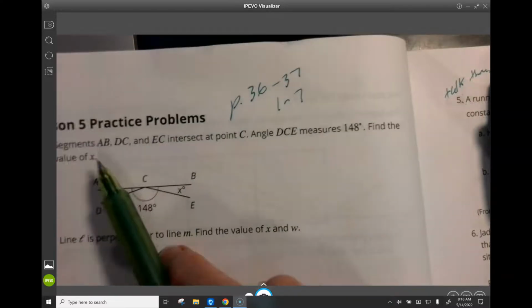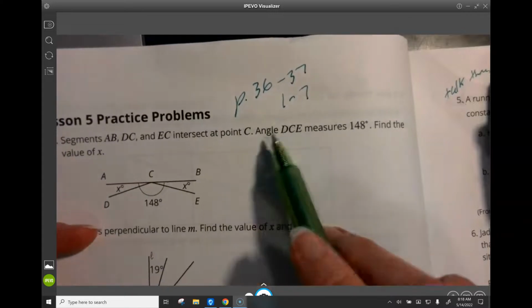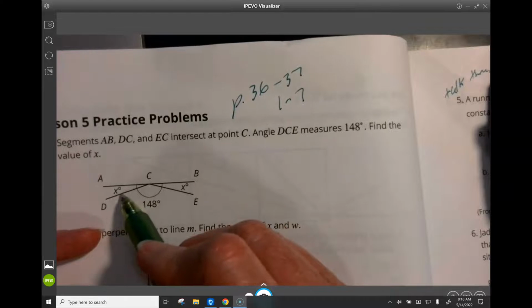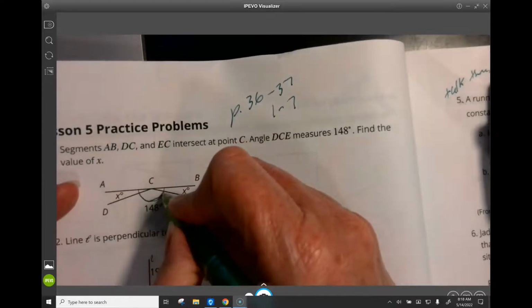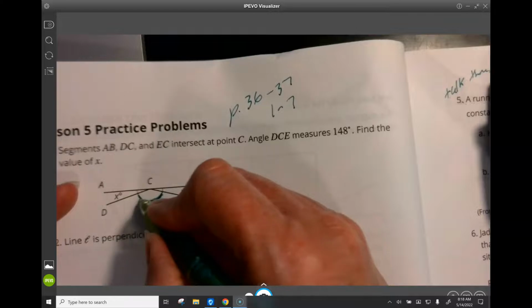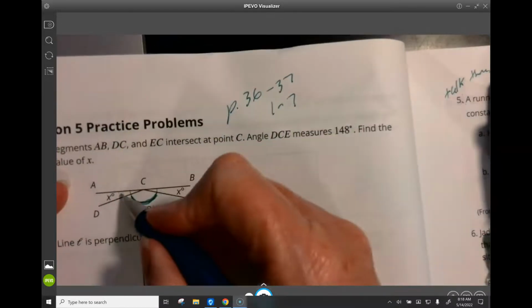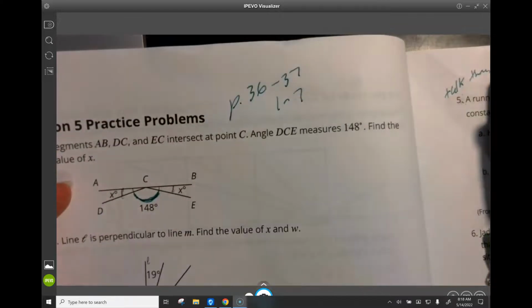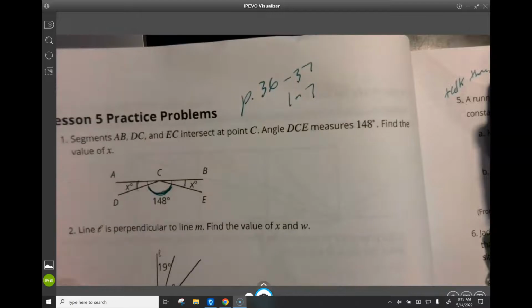Now, number 1, segments AB, DC, and EC intersect at a point. Angle DCE measures 148. Wait, DCE. Whoa, they already marked it. So this right here, it's kind of confusing. Okay, this right here is 148. This is X. This is X. And this is X. I don't like how they do that whole thing. Anyway, geometry does it a little different. So, you know how to do that one. We've done that one 20 million times. Here we go.